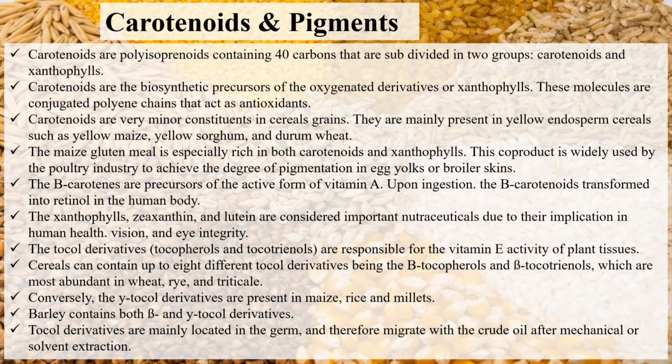Cereals can contain up to 8 different tocol derivatives, the beta-tocopherols and gamma-tocotrienols being the most abundant in wheat, rye, and triticale. Conversely, the alpha tocol derivatives are present in maize, rice, and millets. Barley contains both gamma and alpha tocol derivatives. Tocol derivatives are mainly located in the germ and therefore migrate with the crude oil after mechanical or solvent extraction.